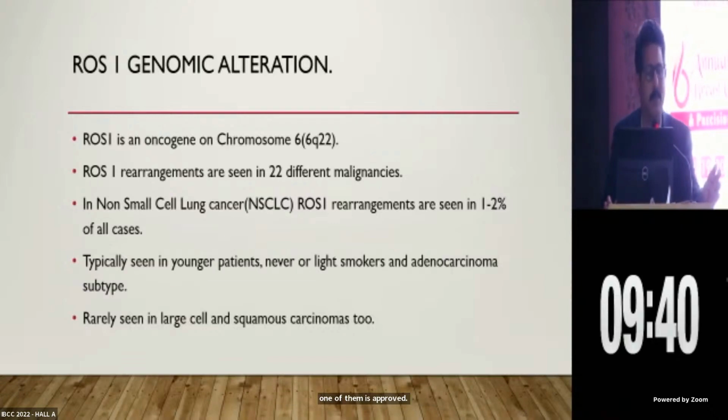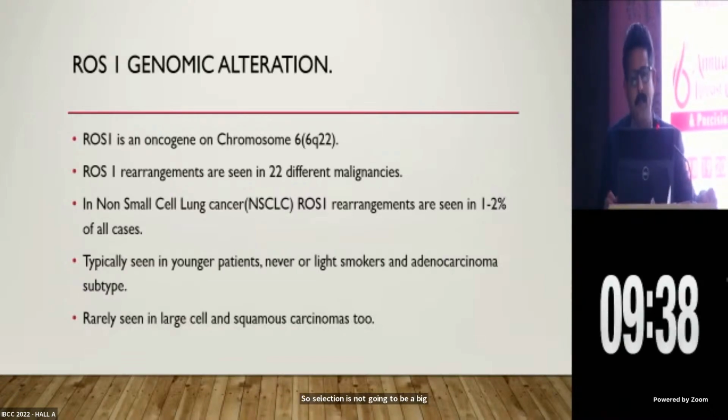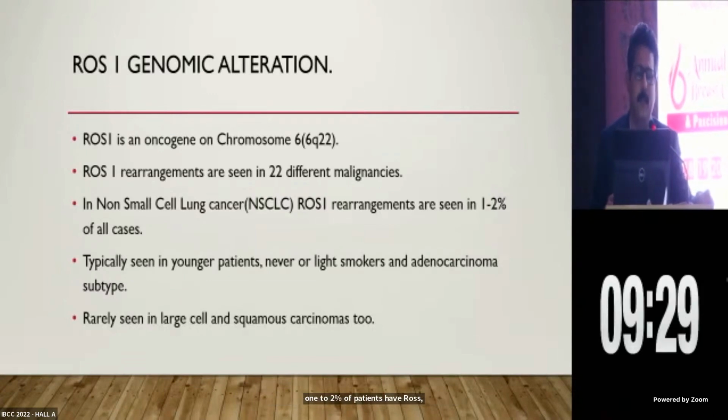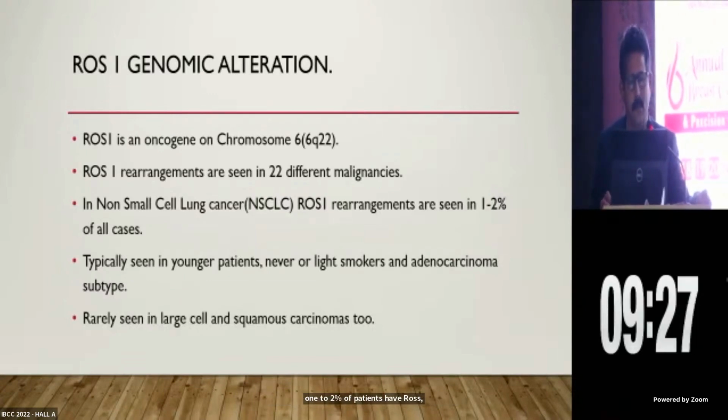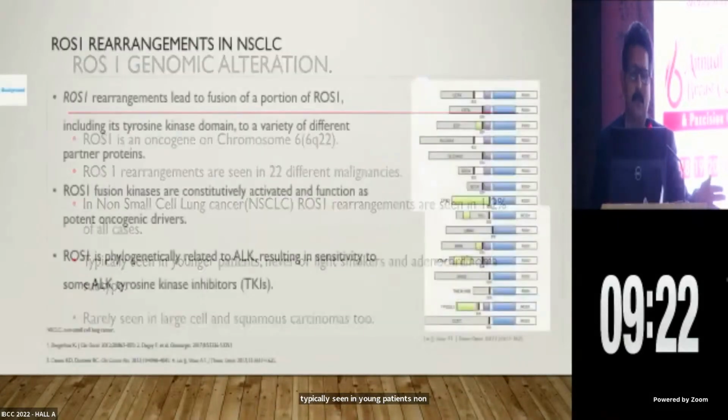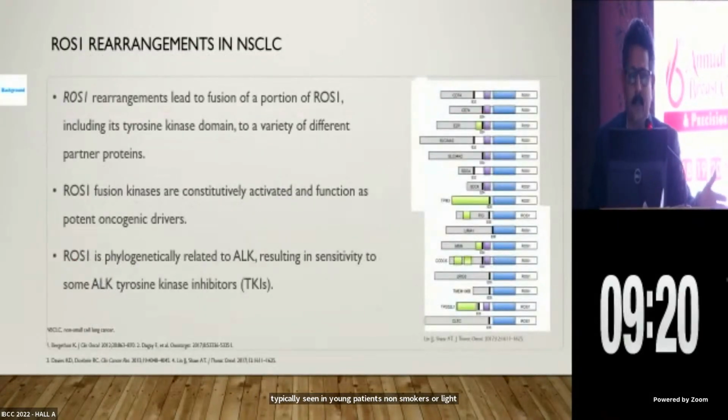ROS1, a known oncogene, not only in lung cancer, but it is found to be rearranged in 22 different malignancies. In non-small cell lung cancer, only 1 to 2% of patients have ROS1 rearrangement, typically seen in young patients, non-smokers or light smokers, and adenocarcinoma, less common in other histological types. ROS1 rearrangement causes fusion of a portion of ROS1 to its tyrosine kinase domain, so it remains constitutively activated and functions as a potent oncogene.